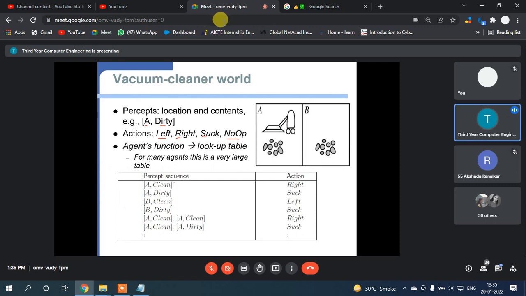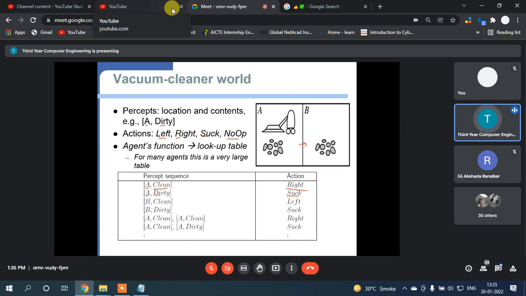Okay, so perception sequence क्या रहेगा? उसमें क्या है? A is the area, location, and clean is the content. Okay, if it is clean, then what does it do? It goes to right. अगर A clean होगा तो वो कहाँ पे जाएगा? राइट में जाएगा. राइट में क्या है उसके? B. Okay, if location A and it is dirty, then what does it do? It sucks that particular dirt.